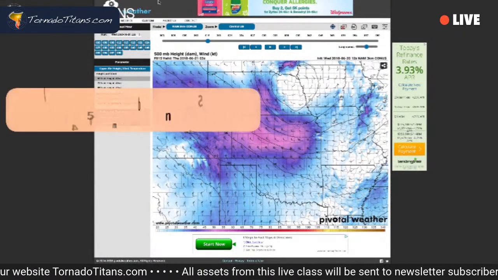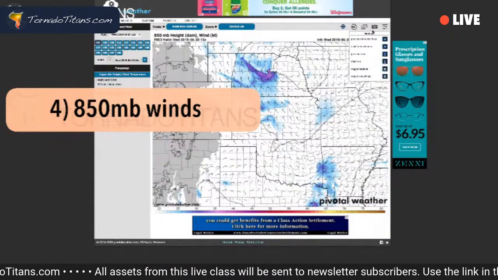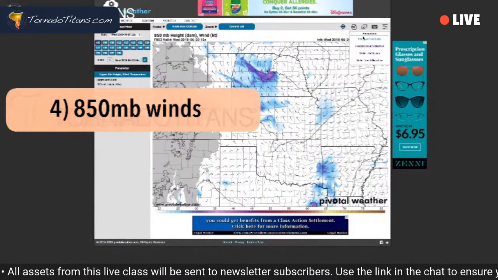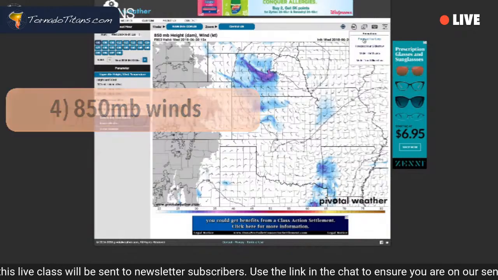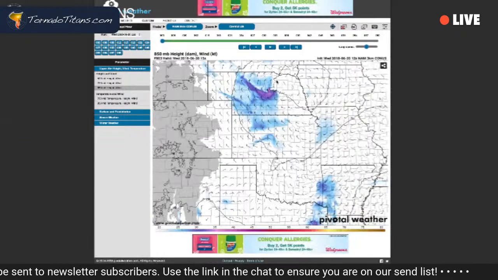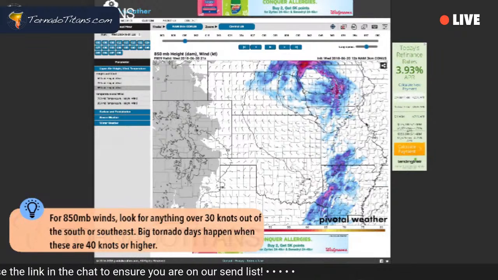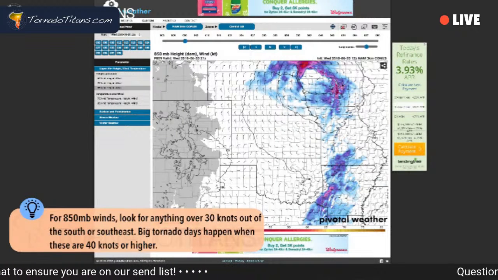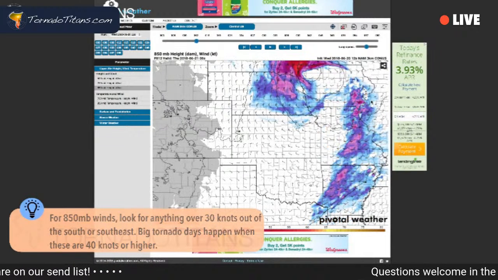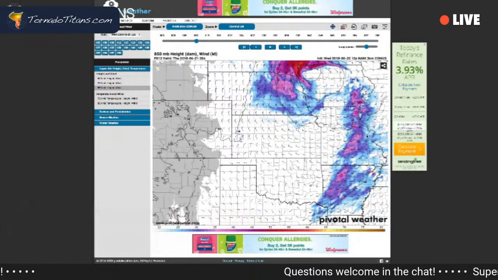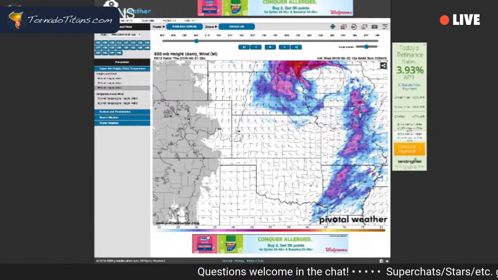Okay, fourth thing, 850 millibar winds. You want big tornadoes? Then you need south to southeast 850 millibar winds at 30 knots or higher. The biggest tornado days on the plains, they happen with south to southeast winds at 850 millibars at 40 knots or higher. If these are present, I get really excited about tornado potential during a day.